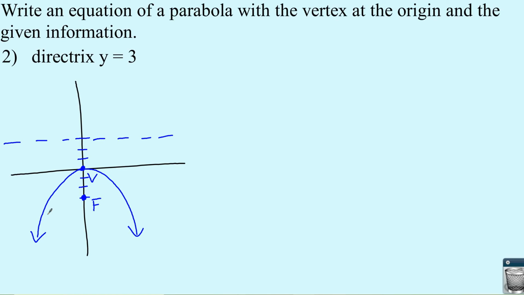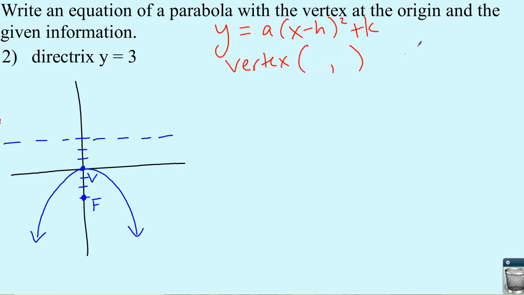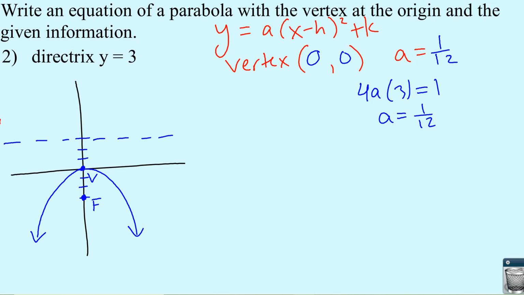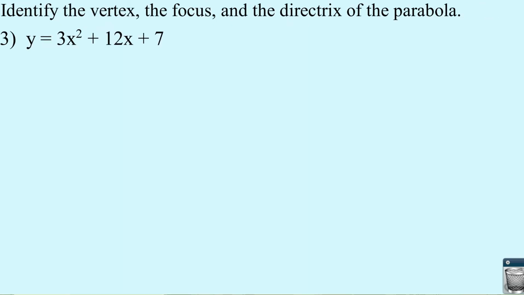Think about your equation and think about what you need: your vertex and your a. Our vertex here is at the origin, so (0, 0). And here we know 4a times p, well, p is 3, that focal length. So a must be 1 over 12. There we go, 1 over 12 times x squared. All right, let's keep doing it.